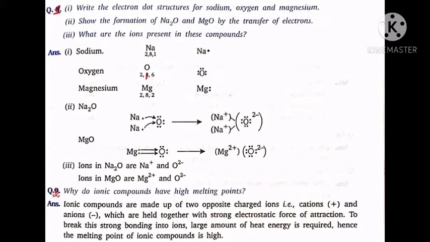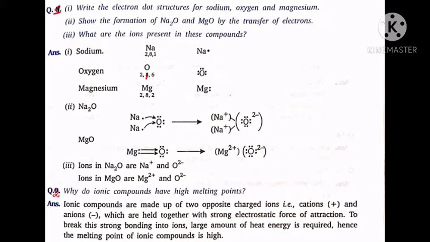Answer for the first one. Sodium, atomic number 11, so electronic configuration 2, 8, 1. The number of electrons in the outermost shell is 1, so it is indicated by Na with a dot. Usually the electrons are indicated by a dot or by a cross mark.